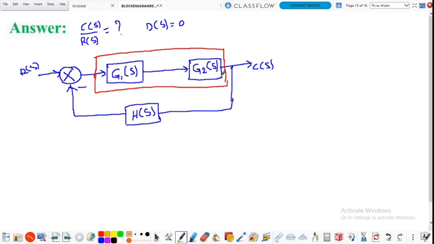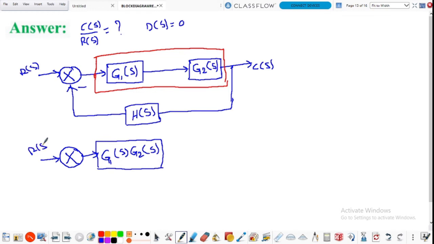Combining these two blocks, the equivalent diagram has the block G1 of s into G2 of s, then the summing point, and the input is R of s, the output is C of s, and the feedback element is H of s.